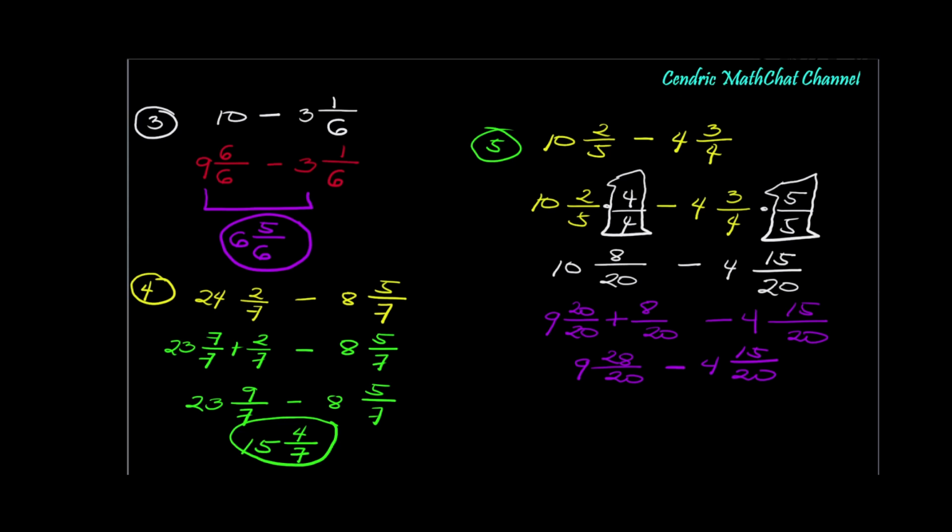Subtract our whole numbers. So 9 and 4, our fractions. We're gonna have 9 and 13 all over 20 as our difference.